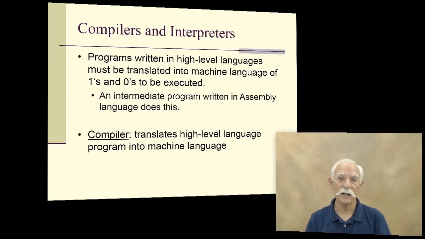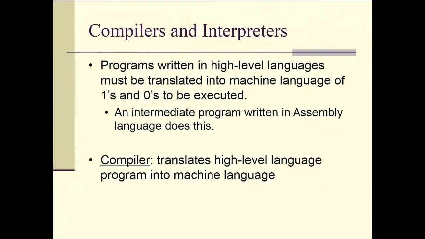Well, it hasn't changed any. We've just miniaturized it all the way down, and we've now got thousands and thousands of those little switches. So something has to change this high-level language that's written in something we can read down to the machine language that the computer can read, which is made up of nothing but ones and zeros. And we have an intermediate program in the middle of that called assembly language that does this translation. So the compiler translates the high-level language into machine language.